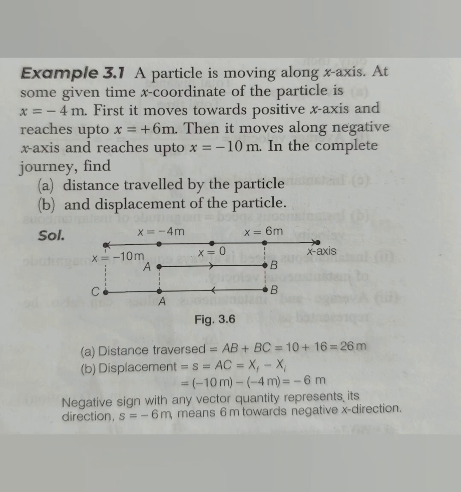So this is the diagram, and the answer to question A is: distance traveled equals AB plus BC, that equals 10 plus 16, equals 26 meter. And displacement equals AC, that is xf minus xi, that equals minus 10 meter minus of minus 4 meter, that equals minus 6 meter. Here the negative sign is for the negative x-axis direction.